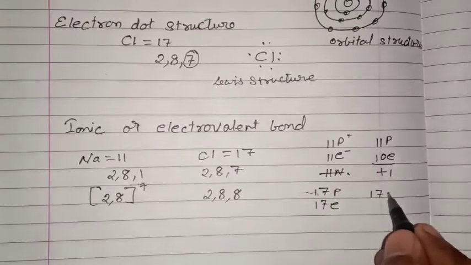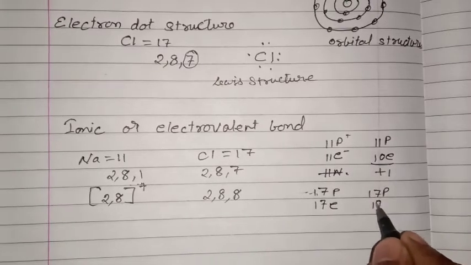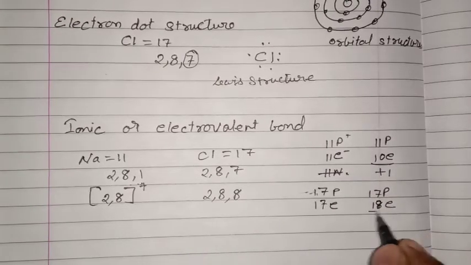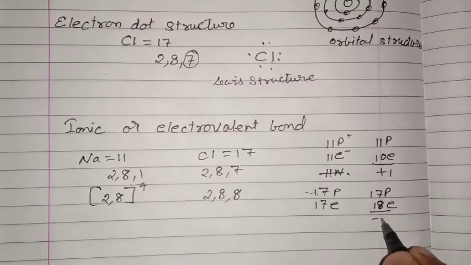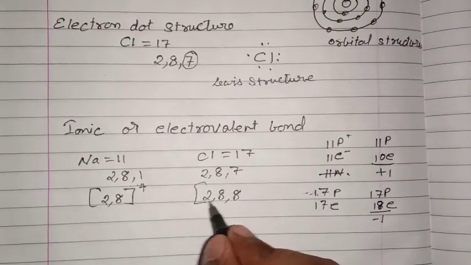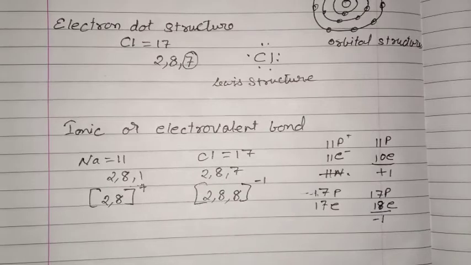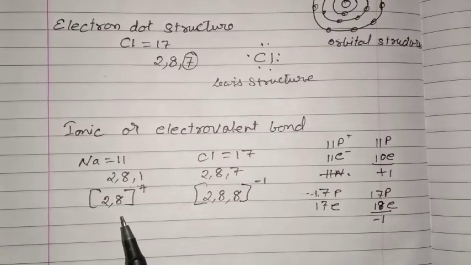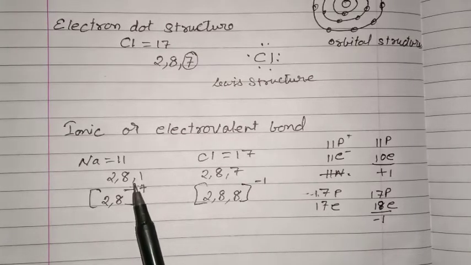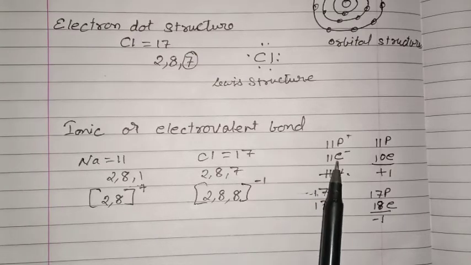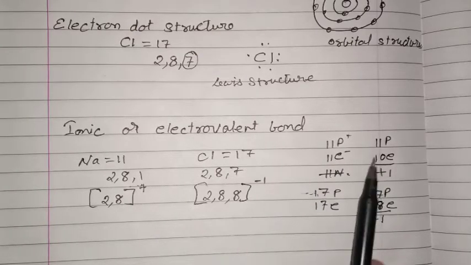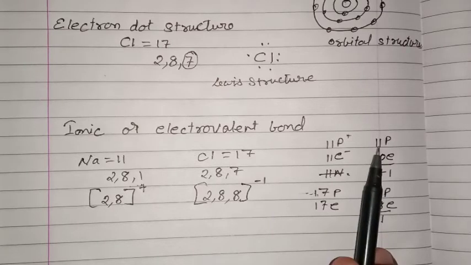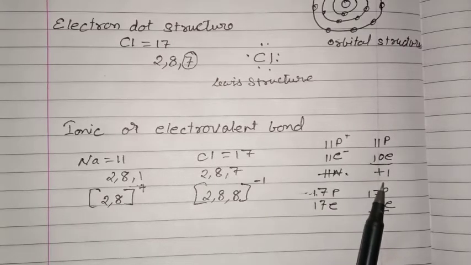Similarly, chlorine has 17 protons and 17 electrons. After gaining 1 electron, the protons remain the same, but the electrons become 18. So the total charge is minus 1. Are you able to understand how the charge came about? After losing 1 electron, sodium, which had 11 protons and 11 electrons, has 10 electrons remaining. 11 protons minus 10 electrons leaves a plus 1 charge.